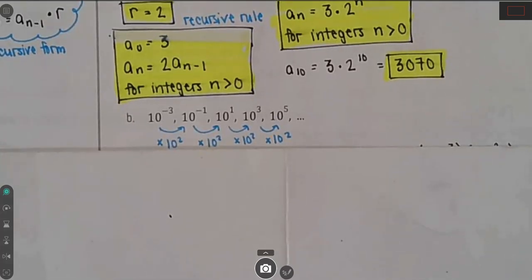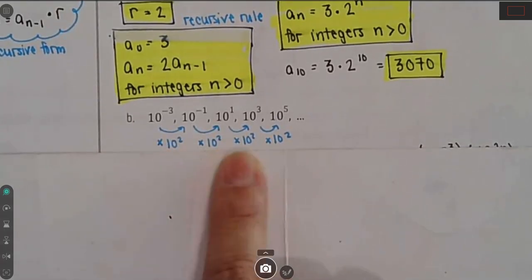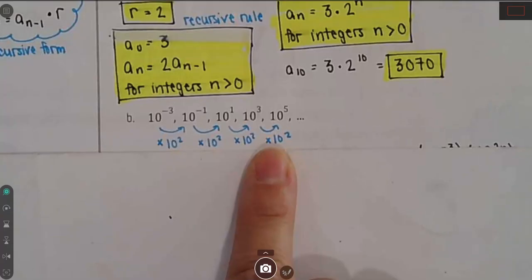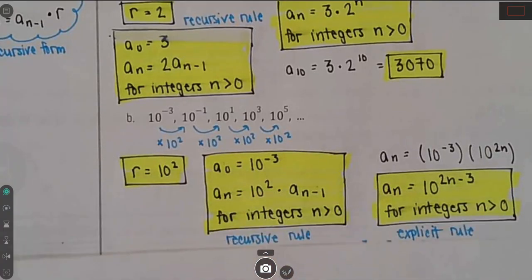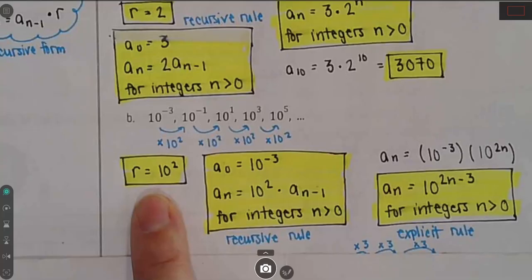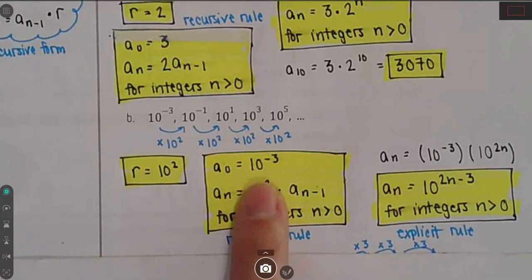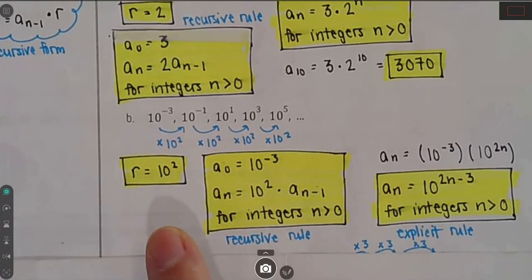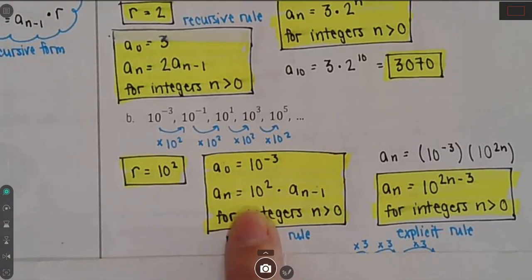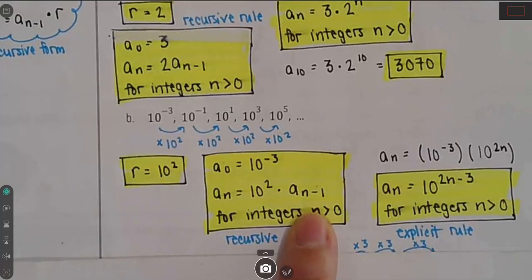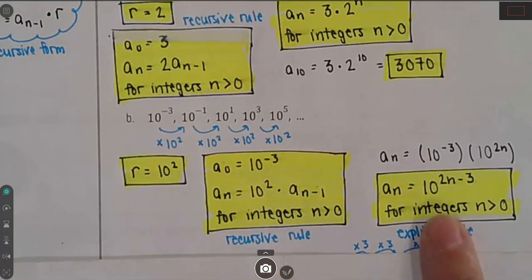This is also a geometric sequence. Each time we are multiplying by 10 to the second power, or you could also say multiplying by 100. So r is 10 squared, or 100. The initial value is 10 to the negative third power. A sub n equals 10 squared times a sub n minus 1. This is the recursive rule.